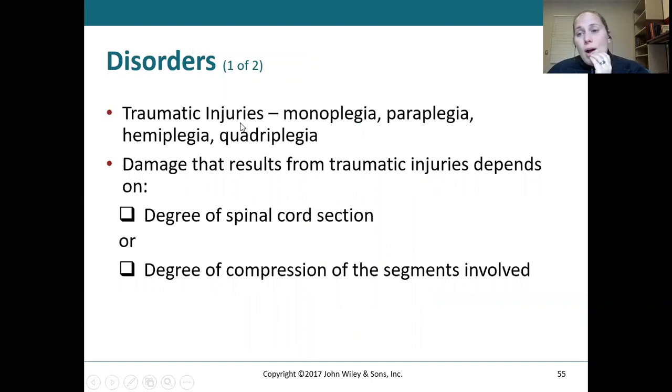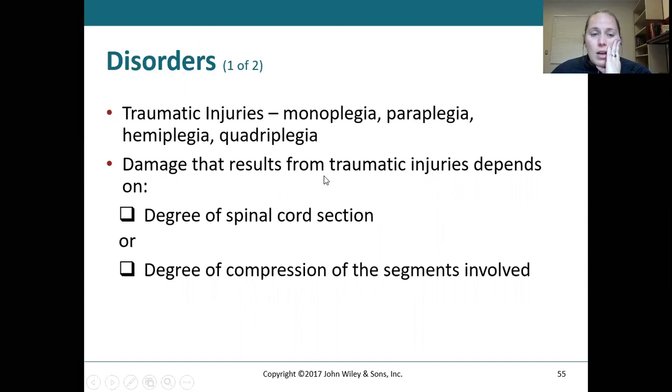Okay, so I'm going to just briefly mention this here and then probably come back. While we're talking about this in class on Thursday, we're going to have an expanded explanation of some of the disorders that can occur through damage of the spinal column. One student mentioned that they had worked with individuals who had traumatic injuries to their spinal column, so we'll talk a little bit more about that. Traumatic injuries can be one disorder of the spinal column: monoplegia, paraplegia, hemiplegia, quadriplegia, depending on where the damage occurs within the spinal cord.